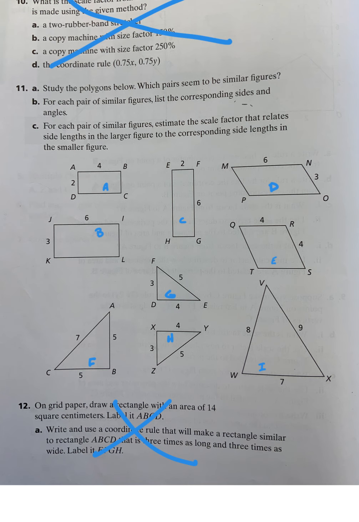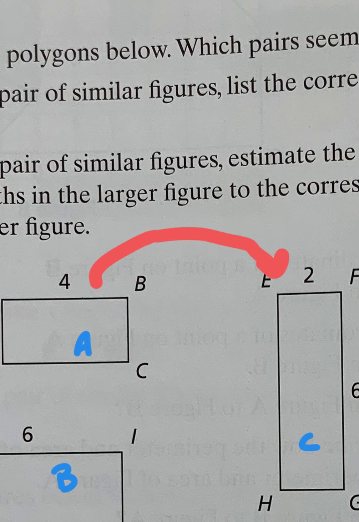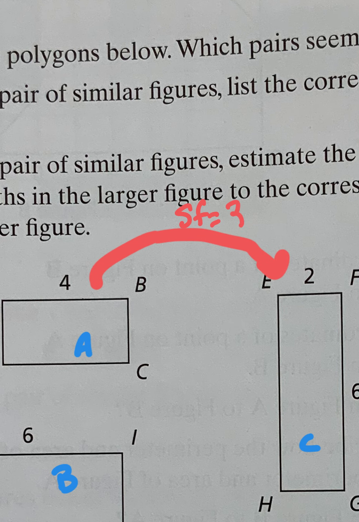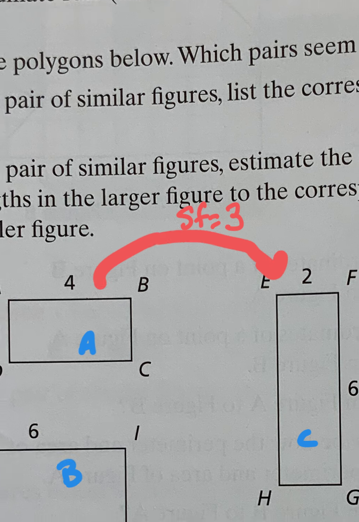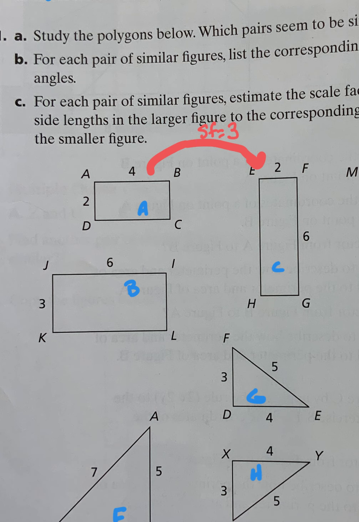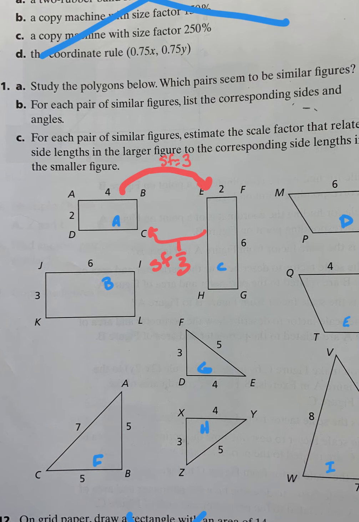For number 11, it says study the polygons below, which pairs seem to be similar figures. You just have to decide which ones are similar. If these two are similar, and I tell you straight up they're not, I'm using it just as an example, then all you have to do is write the scale factor. Find it from there, and then what the scale factor would be back from one to the other. That's all you have to do. You just have to draw them.